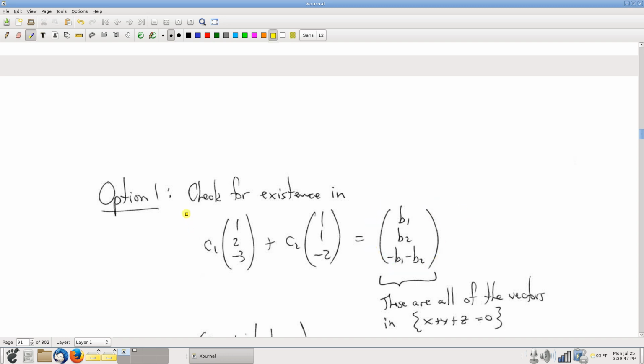Okay, so we don't need the coefficient matrix to have the existence property. We just need this specific system of equations always to have solutions. Again, not the same thing because this is not an arbitrary number. That's not a B3 that could be anything. That is specifically minus B1 minus B2.